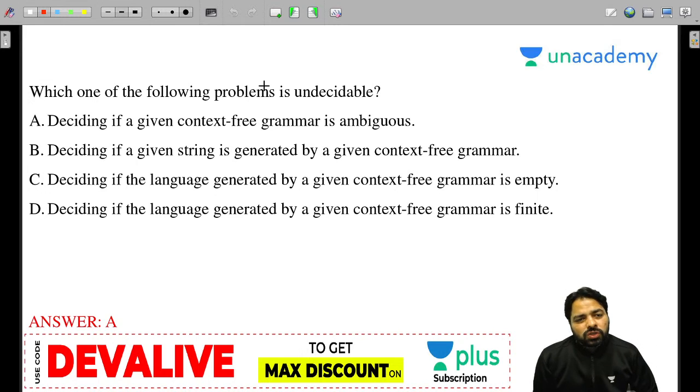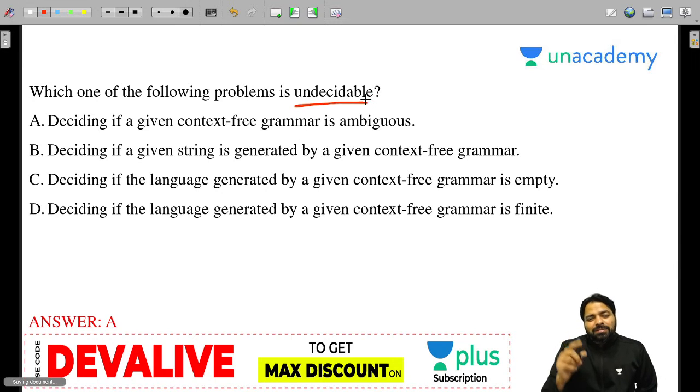Okay, now let's move on to the next problem. Which one of the following problems is undecidable? Now we need to choose again undecidable. Undecidable, decidable questions are so easy, guys. The problem is inside undecidable, if they ask partially decidable or not, then you must be careful. Okay, these questions are very easy.